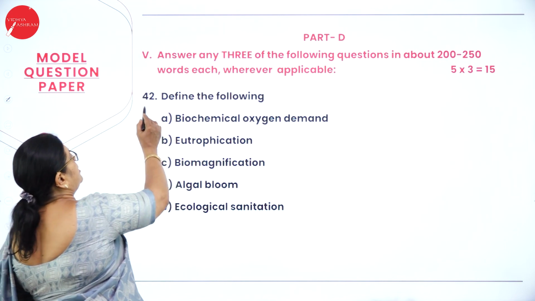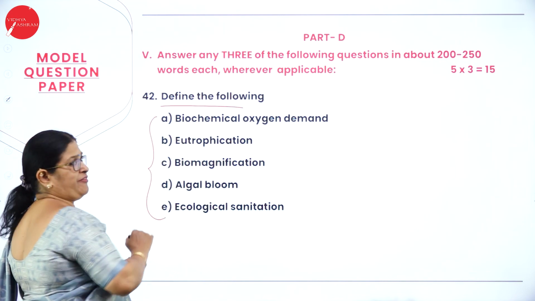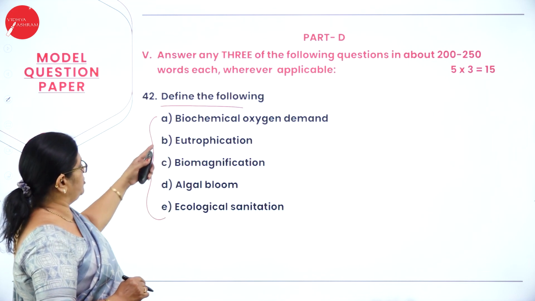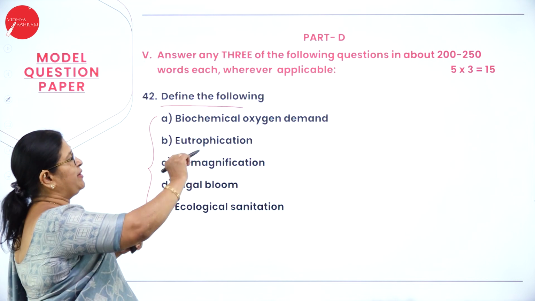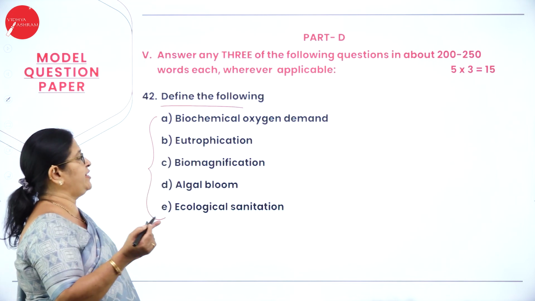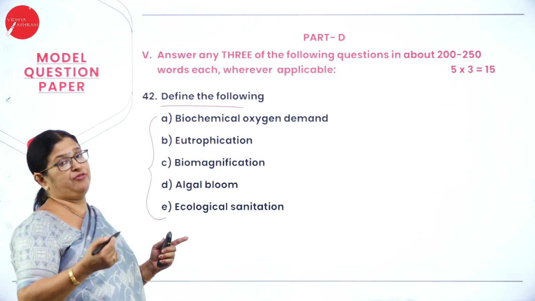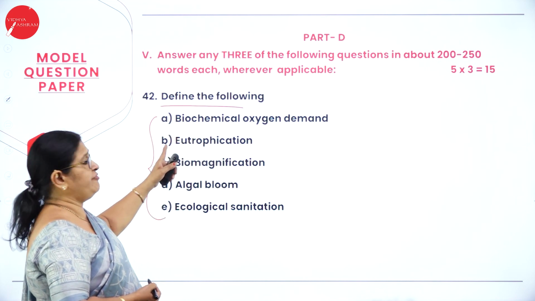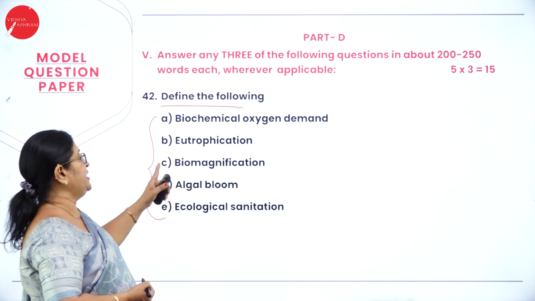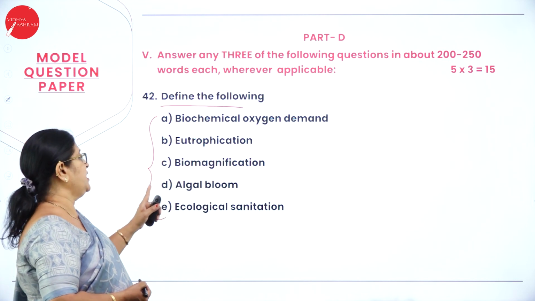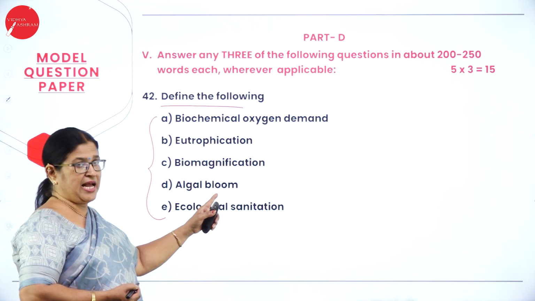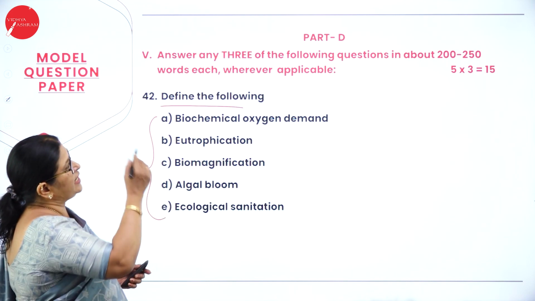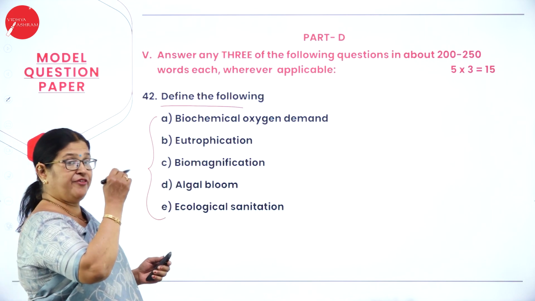See, here you can make out it is a split question for 5 marks. So like each question, A, B, C, D, E, 1, 2, 3, 4, 5. So if you write one sentence, or even one word, like one sentence each, you will get full marks. So define the following: A, biochemical oxygen demand, B, eutrophication, C, biomagnification, D, algal bloom, E, ecological sanitation. So that is all about the part D, 5th main.